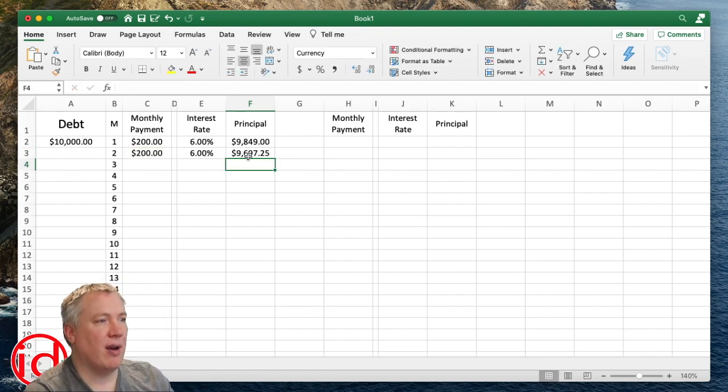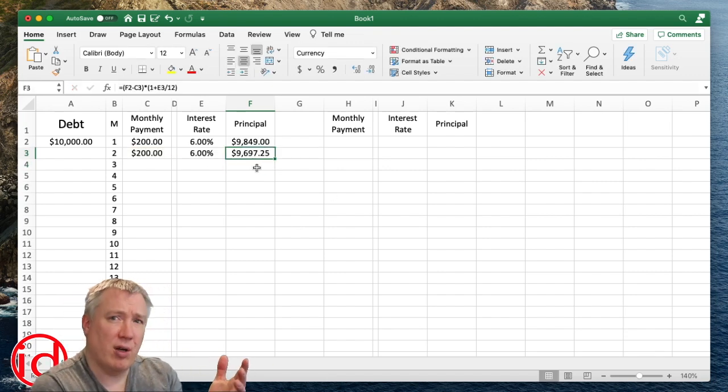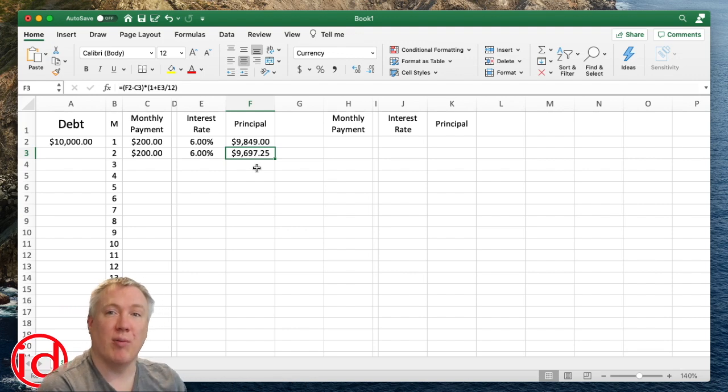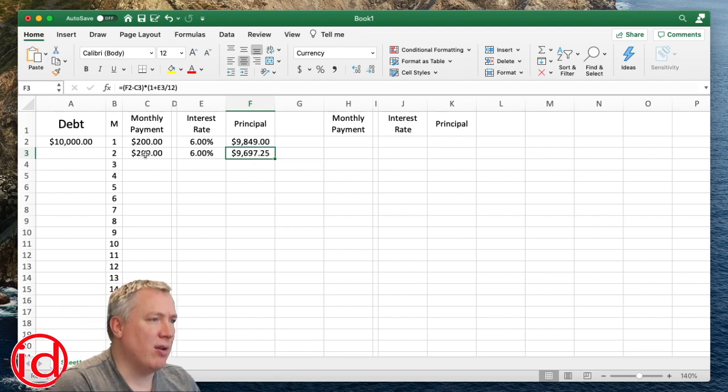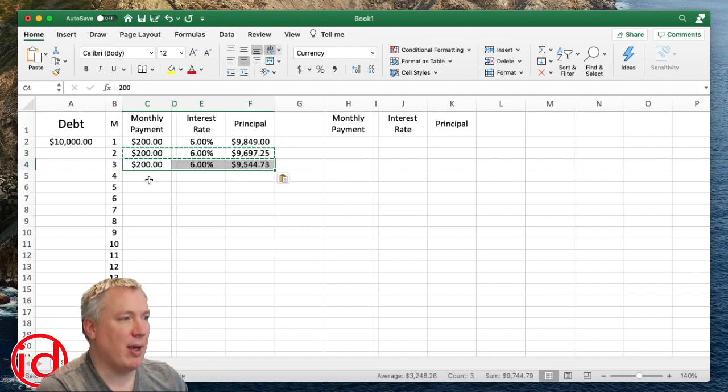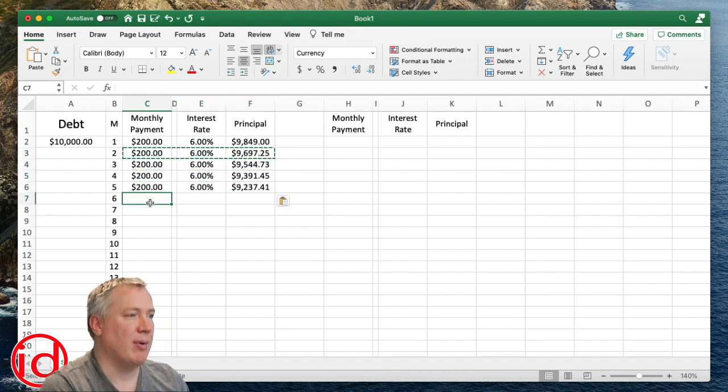Now you can see after 2 months, that's a little more than $300 I've paid off. I've actually given them $400, but it's counted as a little more than $300. All I need to do now with the second line is repeat it, copy and paste it, and have it show what happens each month.